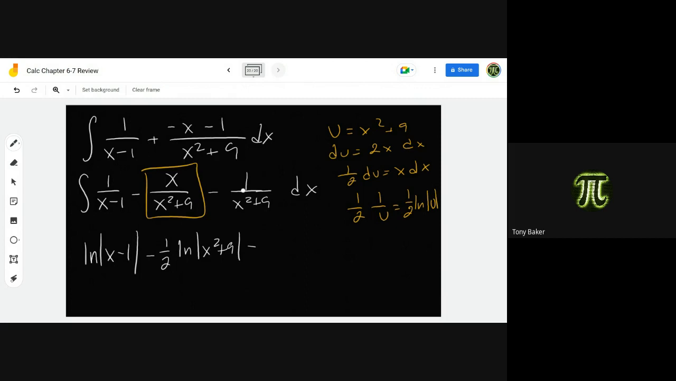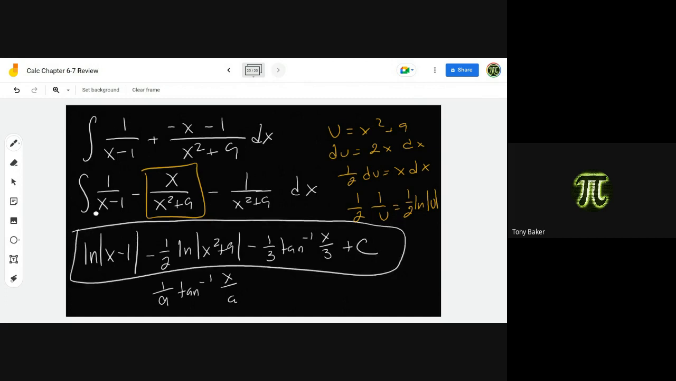All right. What's that crazy rule? It was 1 over a arctan of x over a. And a was the square root of that number there. So in this case, a is going to be 3. So it's 1/3 arctan of x over 3 plus c. So I would suggest having that rule written down in your note card because you're probably going to see a question like that.